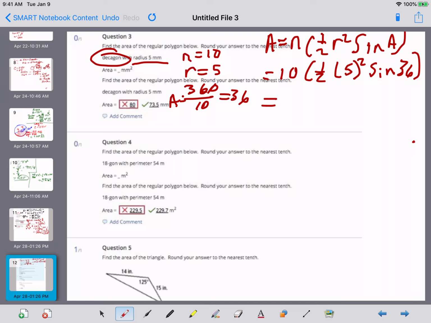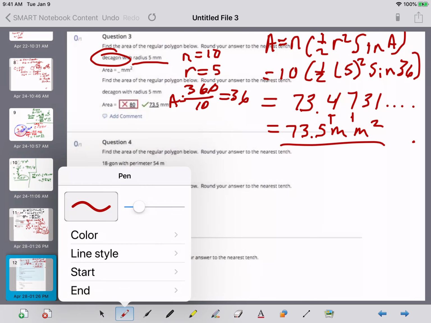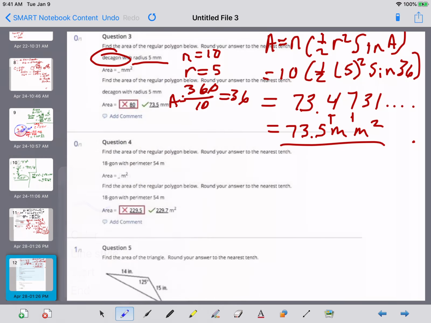I start on the inside and go 25 divided by 2 times 10 times sine of 36. And I get 73.4731 in my calculator. But I'm supposed to round to the nearest tenth. And that's my tenth. And since that's 5 or higher, I now go 73.5 millimeters squared. Okay. Now I'm going to change colors again. Go back to blue. And we're going after problem 4.